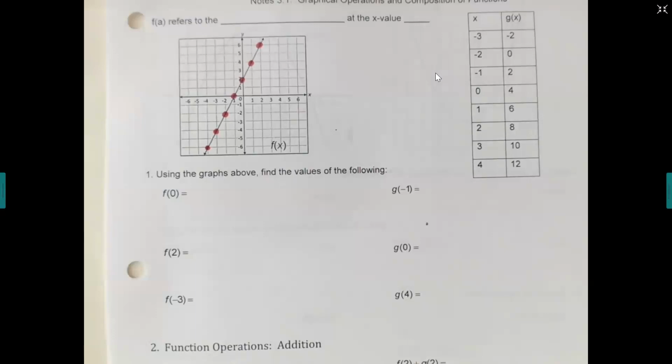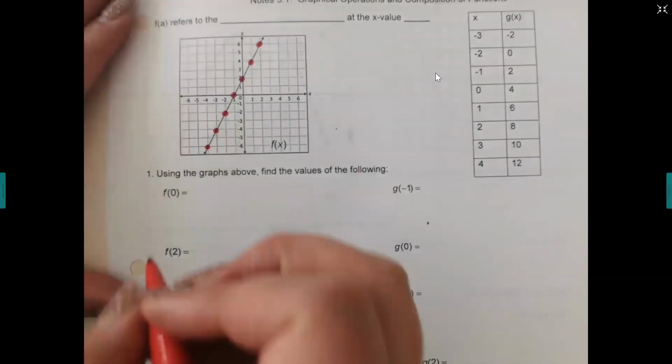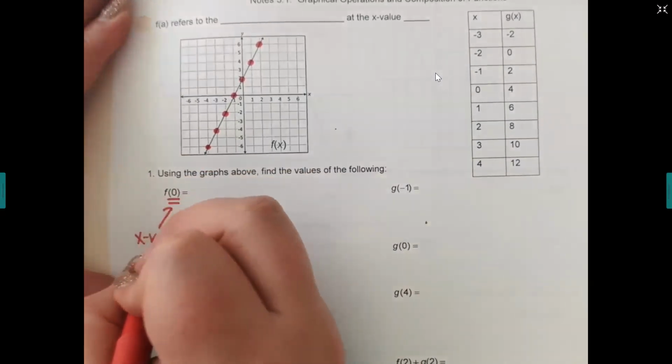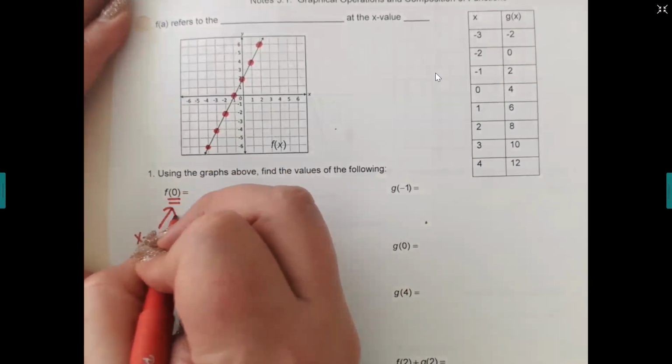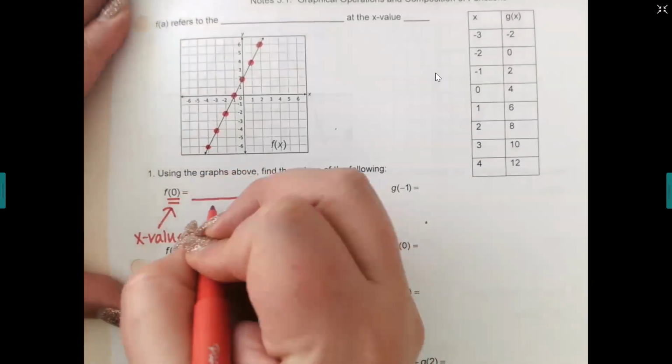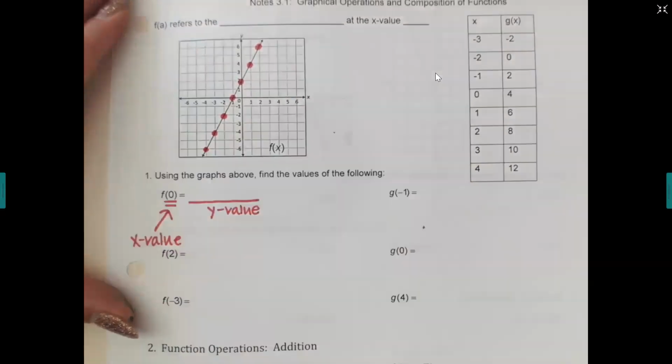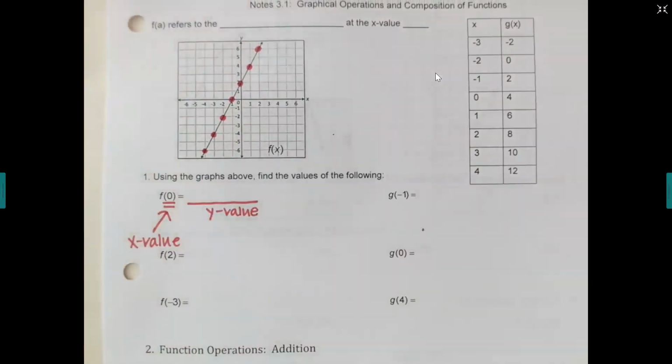Okay. So put all your pretty points. And then from there, if you get f of a number, the number on the inside is going to be the x value. And then the answer that you put here is going to be the y value. Okay. So let me show you what I mean by that.